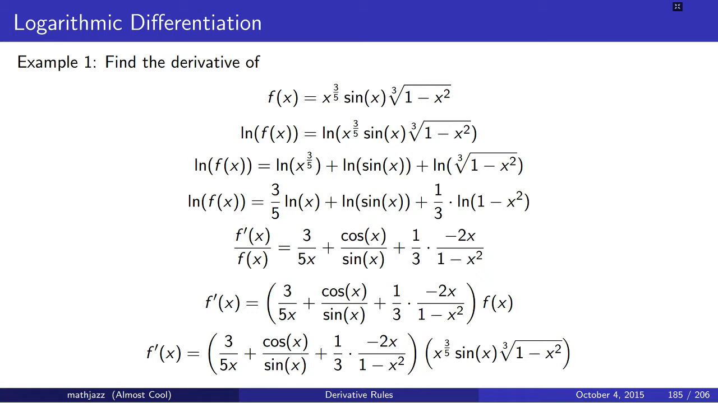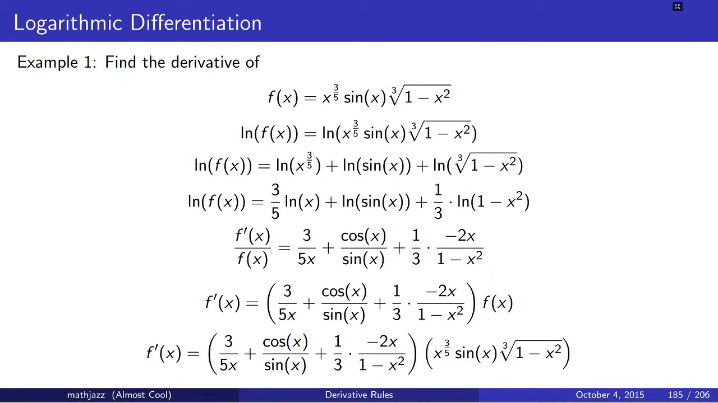So when we substitute in the formula for f of x, we get that f prime of x equals the product of 3 over 5x plus cosine of x over sine x plus 1/3 times negative 2x over 1 minus x squared, and then all of that times x to the 3/5 power times sine of x times the third root of 1 minus x squared. And this was easier to do than using a three-way product rule.